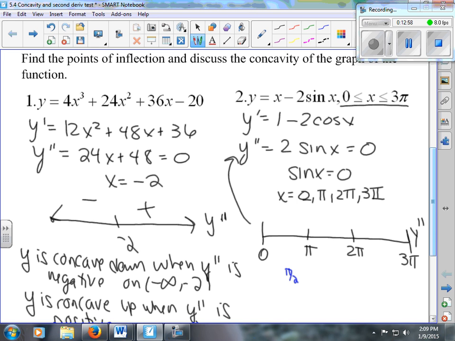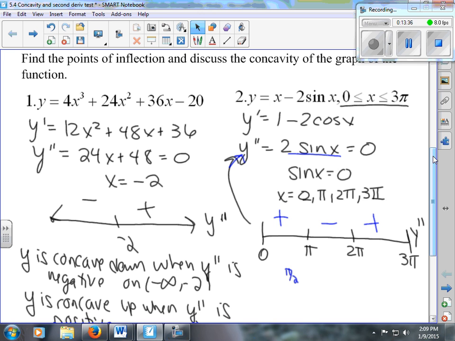So if I plug pi halves into the second derivative, I get 2 times the sine of pi halves. The sine of pi halves is 1, so this is positive. Between pi and 2 pi, that's in quadrants 3 and 4. In quadrants 3 and 4, those are below the x-axis, and that's where sine is negative. And so I know that my second derivative, which is just 2 sine of x, will be negative there. And then lastly, between 2 pi and 3 pi, I come back up to above the x-axis where sine is positive. The sign of those angles are positive.